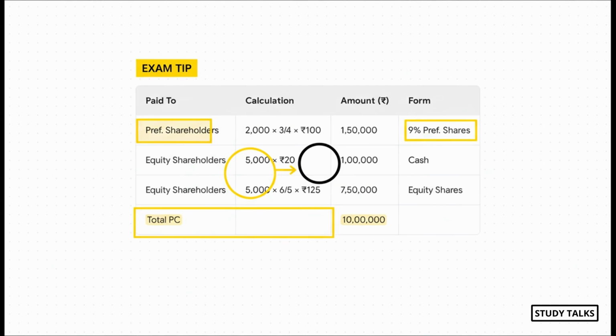They're getting 2 things, some cash, which is $1 lakh, and new equity shares. Now notice we value those new shares at their market price of $125, not their face value, which gives us $7,50,000. So the total PC? You just add it all up, $1,50,000 for the preference guys, plus $1 lakh in cash, and $7,50,000 in shares for the equity guys. And boom, our final PC is 10 lakhs.